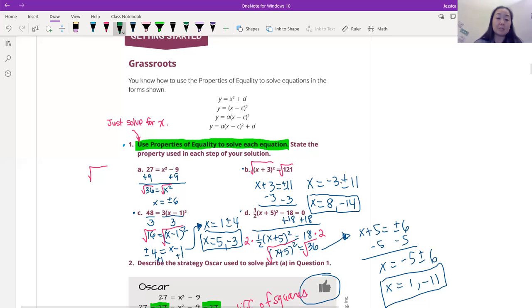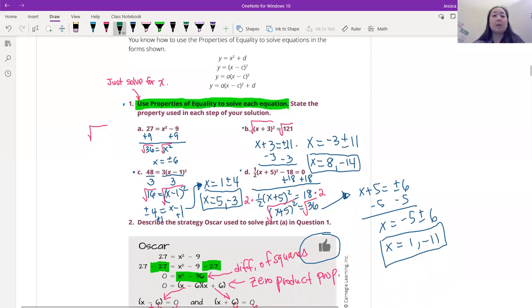Now we're going to actually simplify this because we can. So -3 plus 11 is 8. -3 minus 11, that's -14. So again, remember, like I said, we have 2 answers. Whenever you see a square, you're going to expect 2 answers. That's the normal expectation.